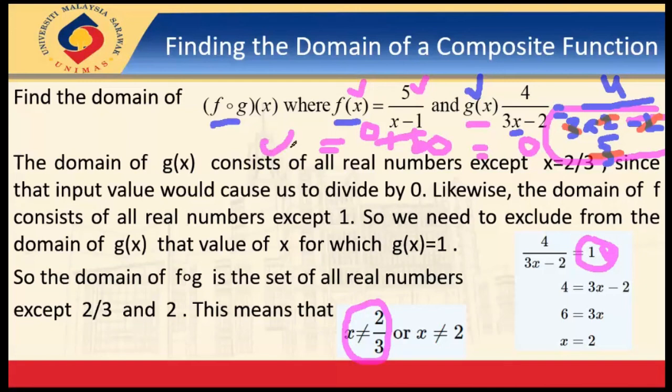So if the x in g of x is 2 or 2 over 3, both these values result in infinity. So we will remove these two values from the domain of g of x first, because the result creates a problem for the f of x, and in this way we can find the domain of a function. I hope it is not too complicated.